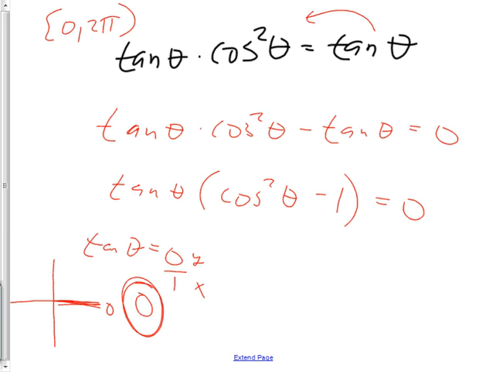Okay, good. Then the other one. The other side is, watch close on this one now. Cosine squared theta equals 1. Square root, absolute value of cosine theta equals 1. How many of you knew that?